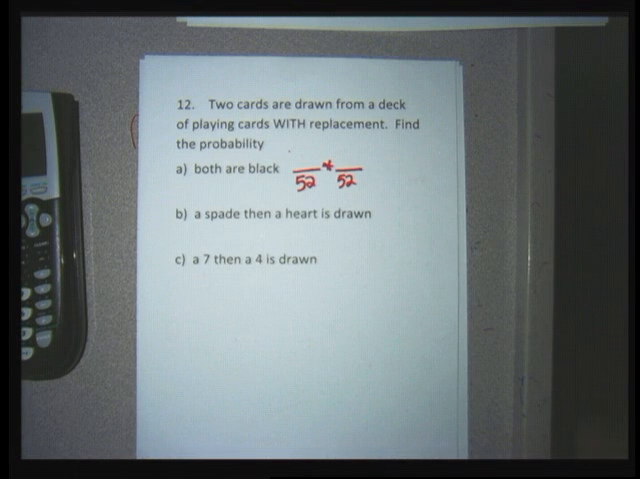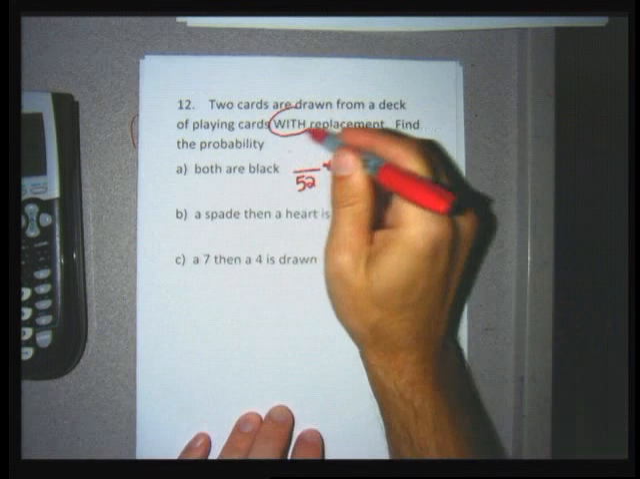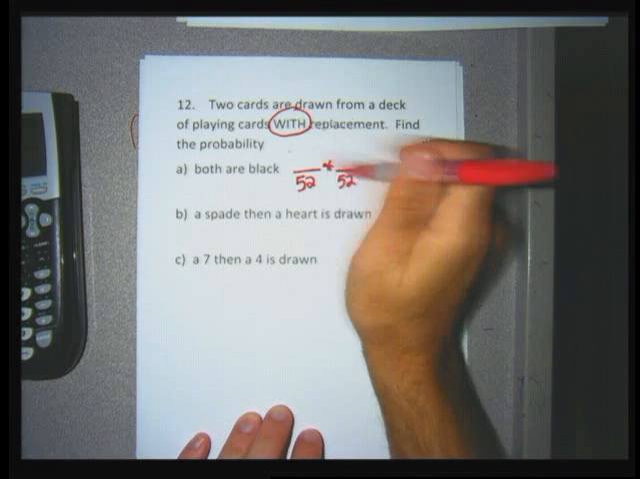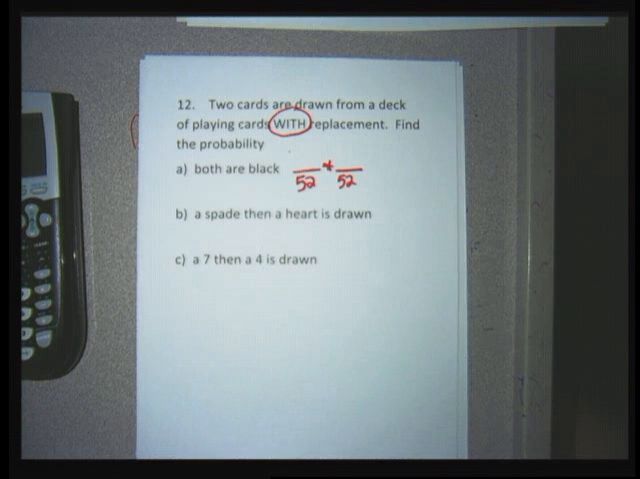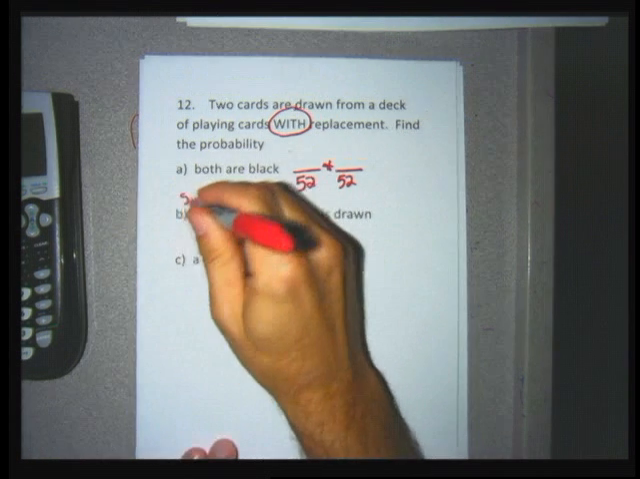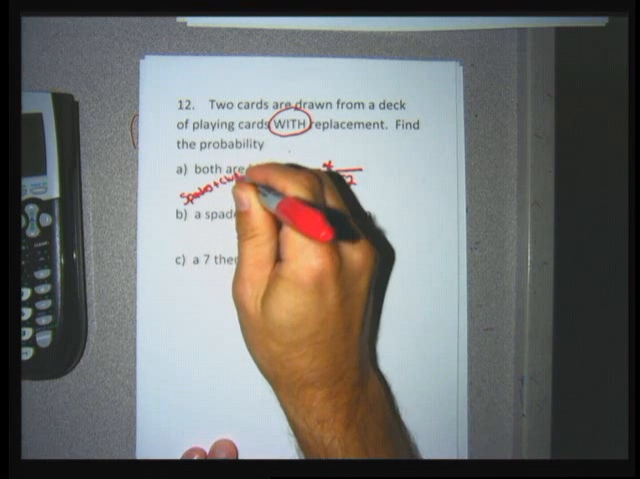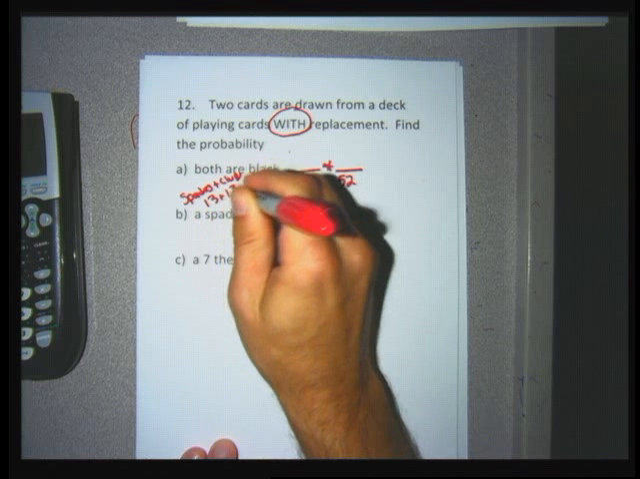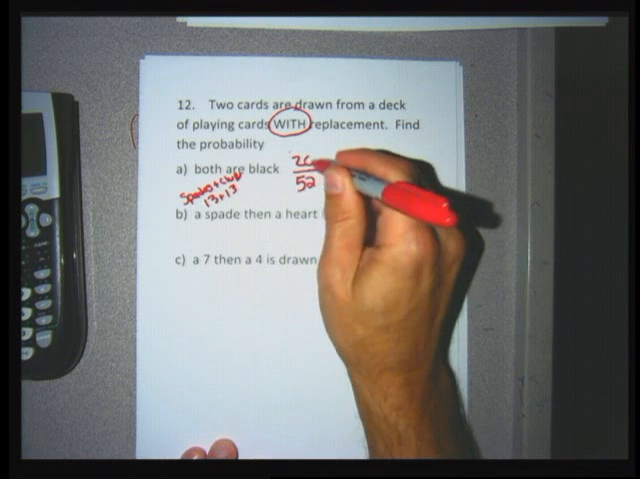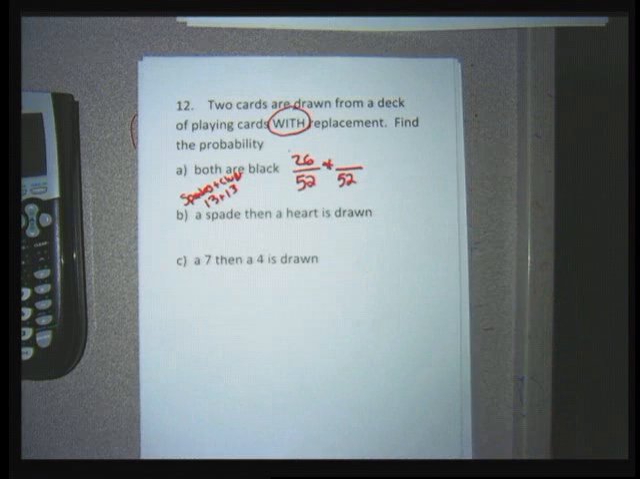So the probability computations for number 12, each denominator is going to be 52 because of the word with replacement. If it said without replacement, then the second denominator would be 51. So the probability that both are black, for the first fraction, there's 52 cards in the deck, and the black cards in a deck of cards are the spades and the clubs. And there's 13 spades and 13 clubs. So the probability of getting a black card for my first card is 26 in 52.